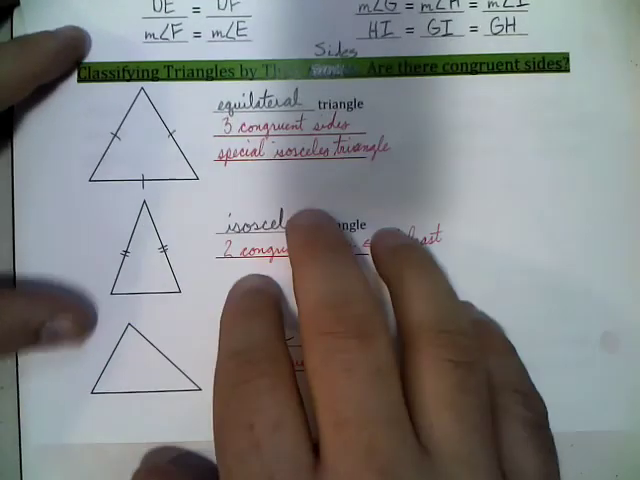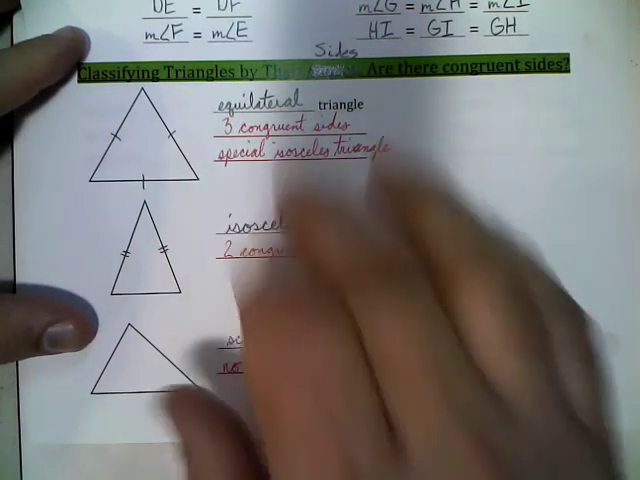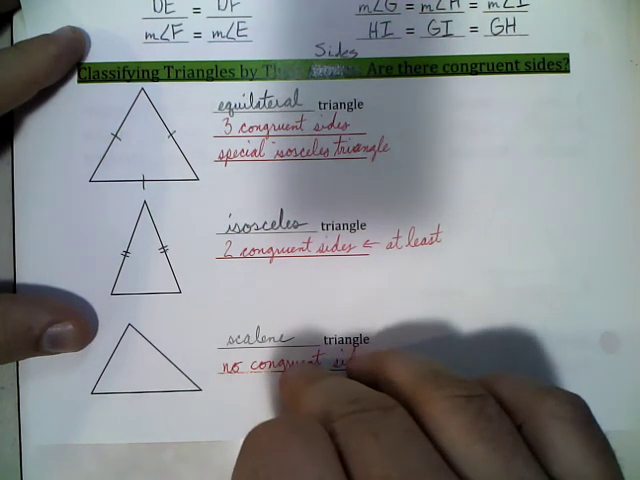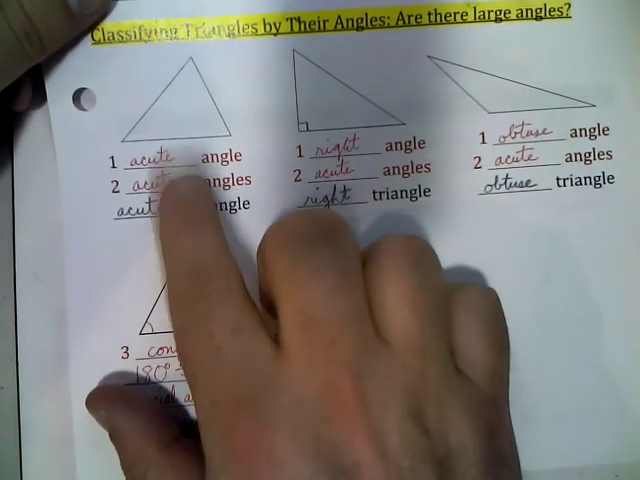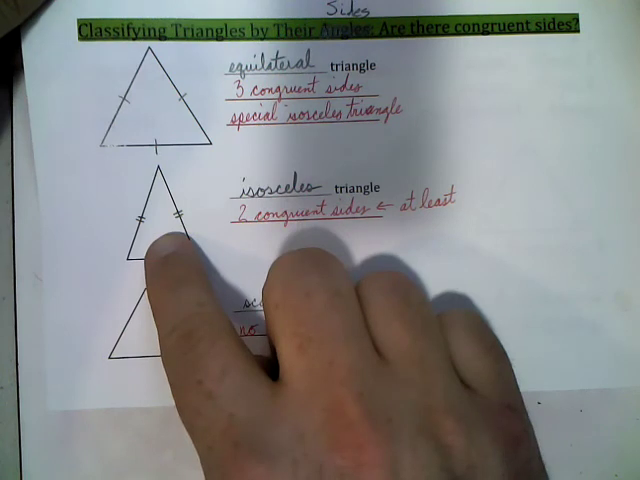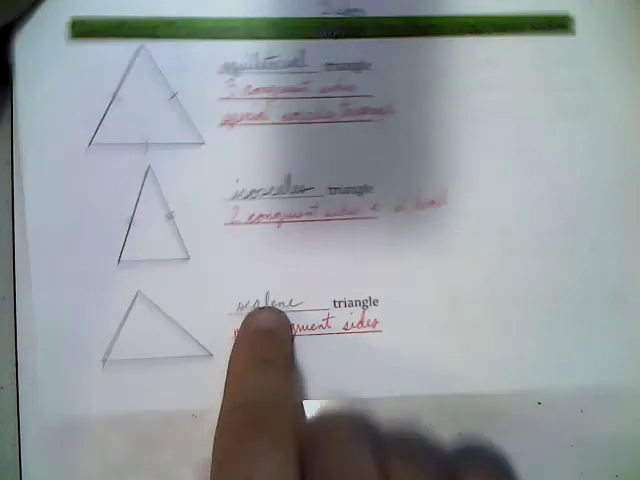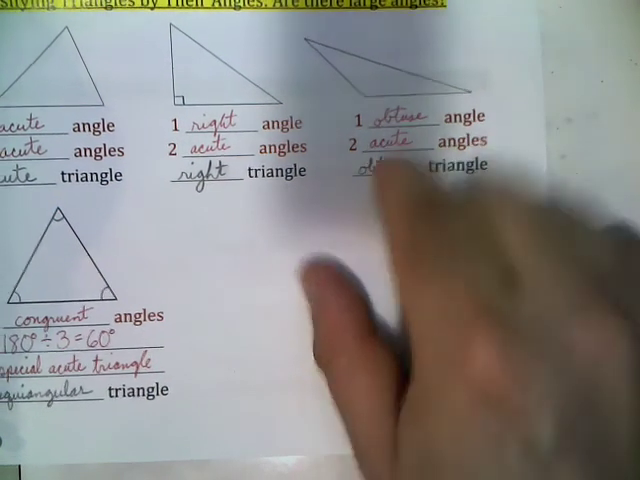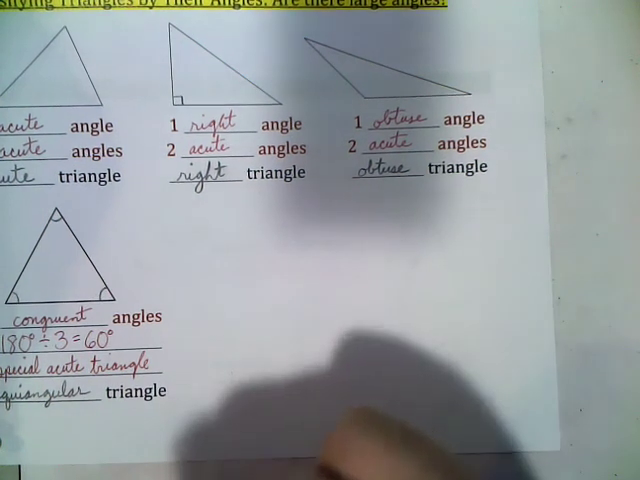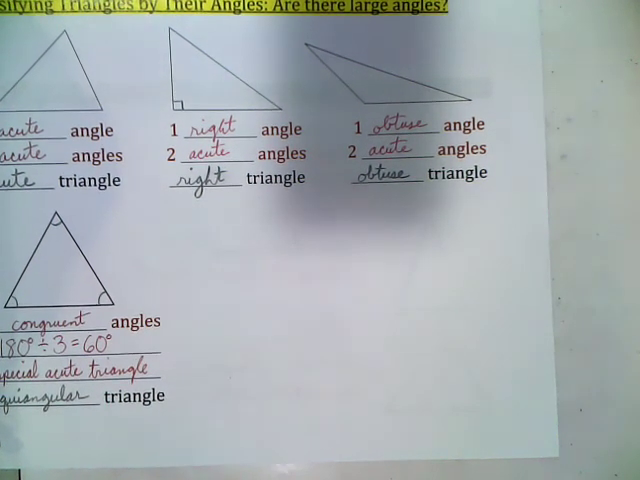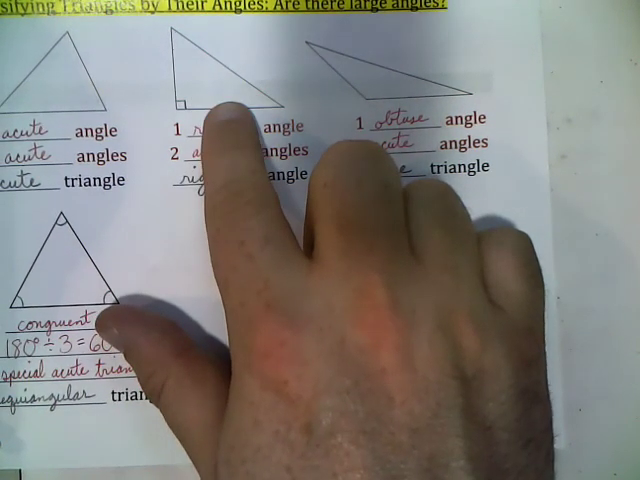But then every triangle also has a name based on its sides. So equilateral, isosceles, or scalene. So be aware, it is possible to have an acute isosceles triangle. Actually, that's one right there. It is possible to have a scalene obtuse triangle. Actually, that's one right there. It is possible to have a right scalene triangle, like this guy.